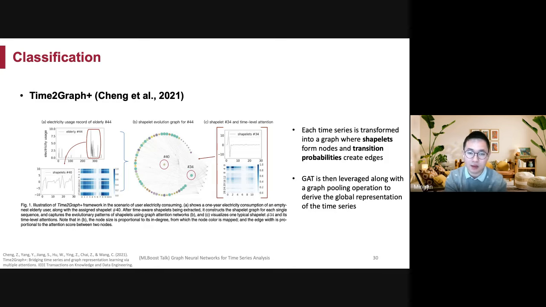Okay, so this answers the question at the very beginning, like how we can transform a univariate time series into a graph. In this case, you can use shapelets as nodes, like number 40 or number 34. Those are two different shapelets to characterize, for example, a long observation, and their transition probability forms the edges in this graph. Okay, so this is just one example.